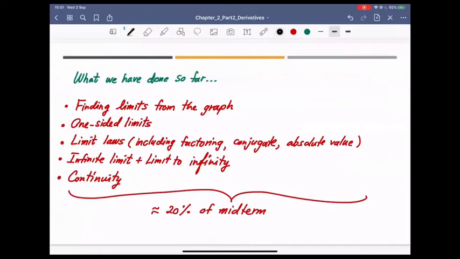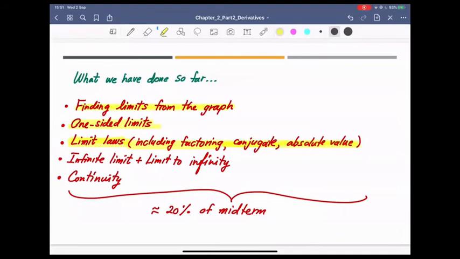In the first 2 weeks, we talked about limits. So this is my expectation. For now, you should be able to find limits from the graph. You should be able to compute one-sided limits. You should be able to apply limit laws, including factoring, conjugation, and using the squeeze theorem, and do problems related to absolute value limits.